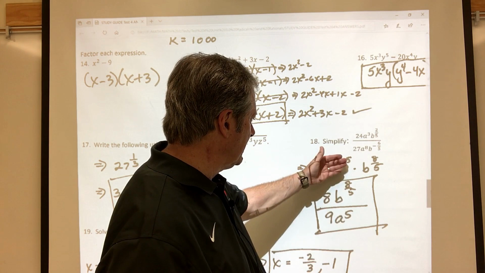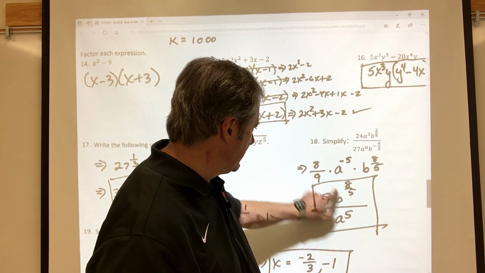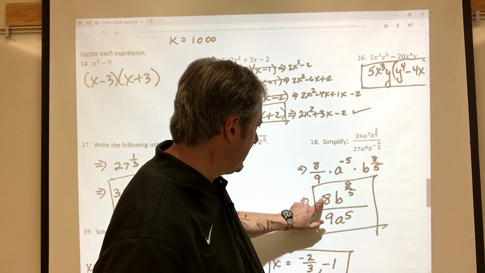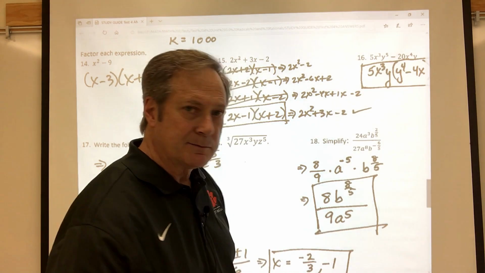So really the only thing we need to do is move that a to the 5th down below here, line it up with that 9, and so we have b to the 8/5 over 9a to the 5th.